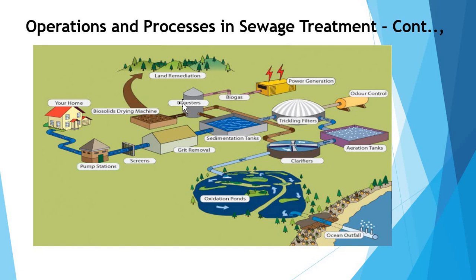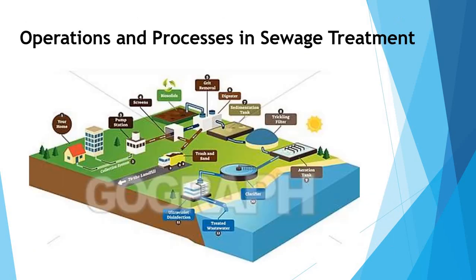On the other hand, this process produces some gases, and these gases will be collected. Those gases are called biogas, which is used in power generation. And the fertilizers may be used for land remediation, for agricultural purposes, or for domestic purposes, based on the need.